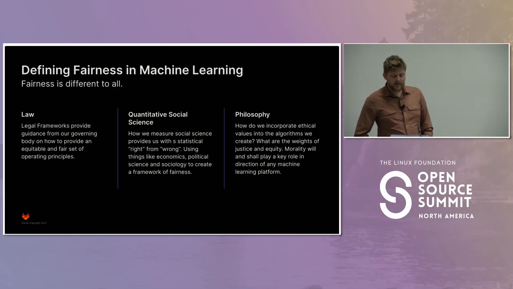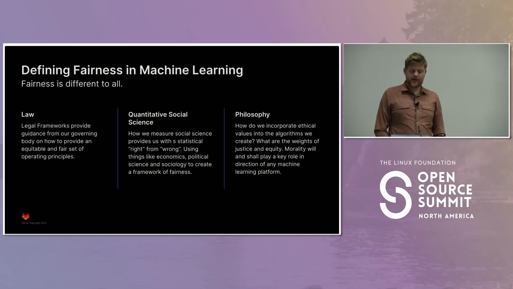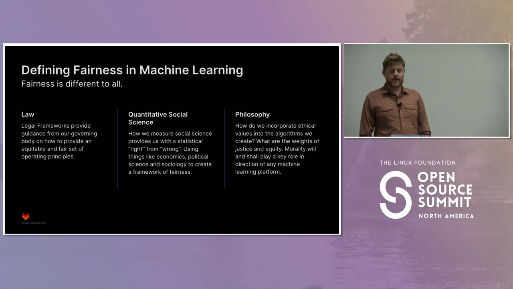So first is law. Legal frameworks provide guidance from our governing body on how to provide an equitable and fair set of principles. The problem represented here is we have roughly 200 countries in the world. Therefore, we have 200 sets of operating principles. As you can imagine, this is where the problem begins.